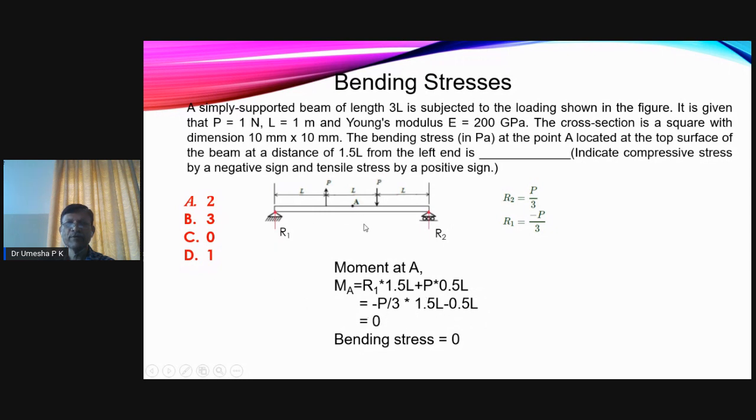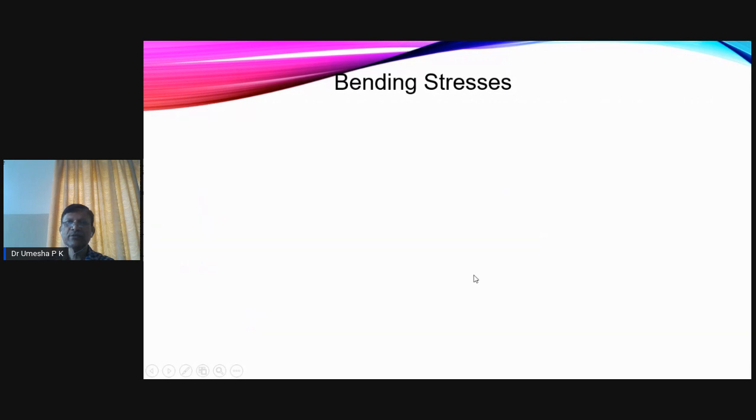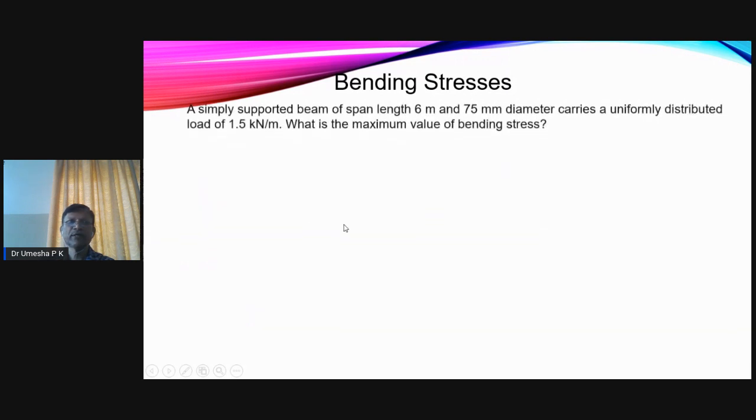Once the moment is 0, if you substitute in the bending equation, we get the bending stress equal to 0. So option C is the correct one. Very simple. You only have to analyze it, and there is no need to calculate anything. All the things will come and you will get the moment 0. Once the moment is 0, the bending stress is equal to 0. So that is the thing. Then we will take another problem.